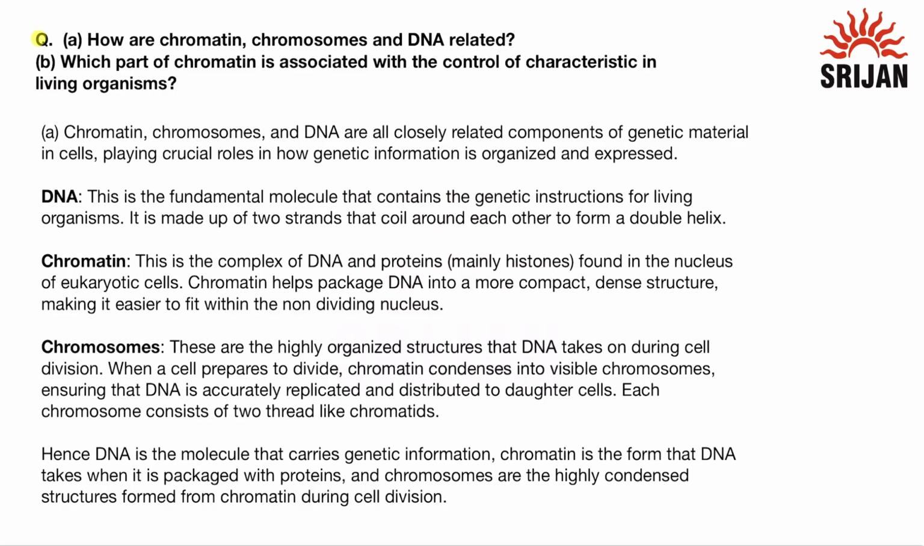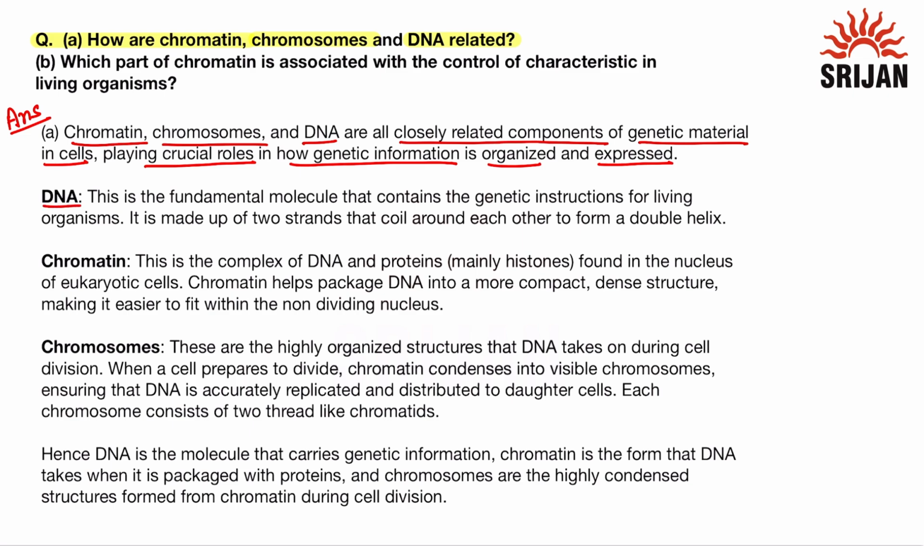The question reads, first part is how are chromatin, chromosomes and DNA related? Now let us see the answer to this question. So chromatin, chromosomes and DNA are the three closely related components of genetic material in cells, playing crucial roles in how genetic information is organized and expressed. So they help in the transfer of genetic material from one generation to another.